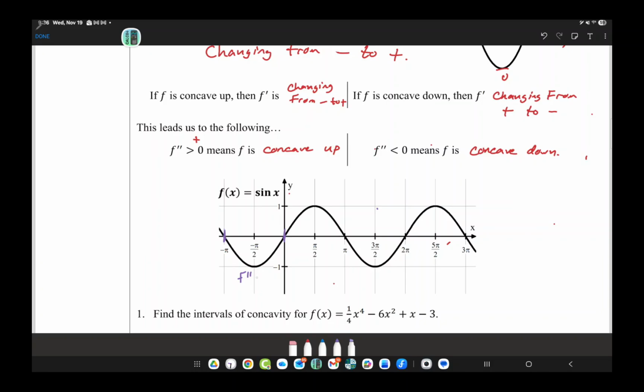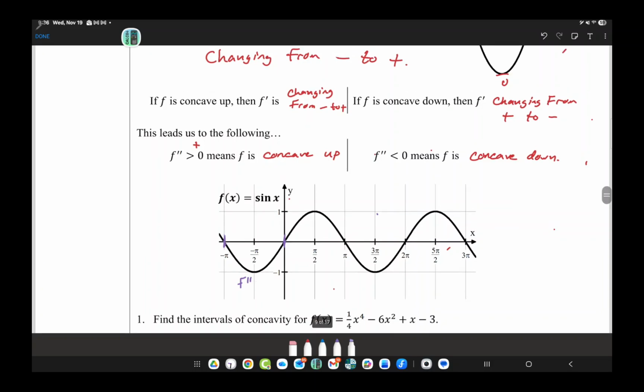So f double prime is less than 0 here because it's concave down. From here to here, f double prime is greater than 0. And then here, f double prime is less than 0, and so on. No, sorry, I had that backwards. My bad. Concave up is greater than 0. Concave down is less than 0.